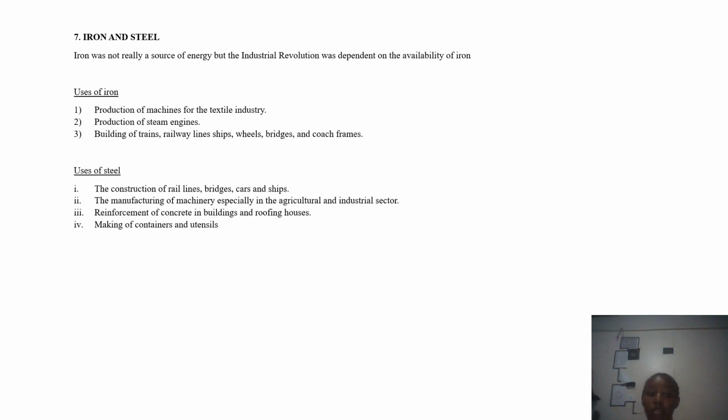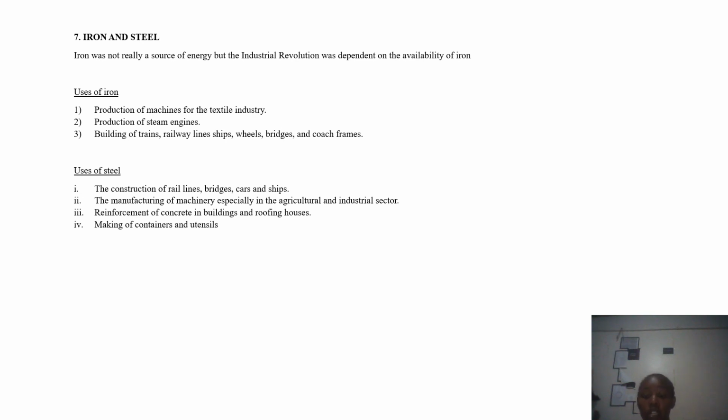We look at the seventh one, iron and steel. Iron was not really a source of energy, but the industrial revolution was dependent on the availability of iron. Then we look at the uses of iron. It is used in production of machines for the textile industry, production of steam engines, building of trains, railways, ships, and wheels.